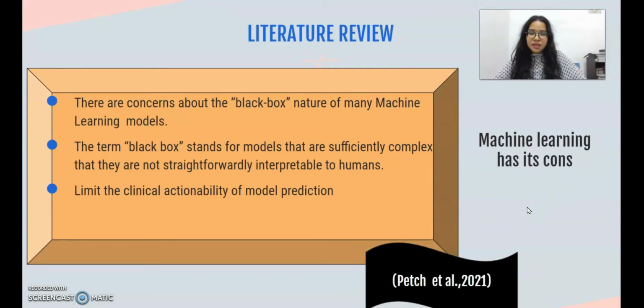Another theory presented, on the other hand, is that machine learning has its cons. According to this source, there are concerns about the black box nature of many machine learning models. What is black box? It stands for models that are sufficiently complex, in fact extremely complex, that they are not straightforwardly interpretable, thus affecting the clinical actionability of these models.